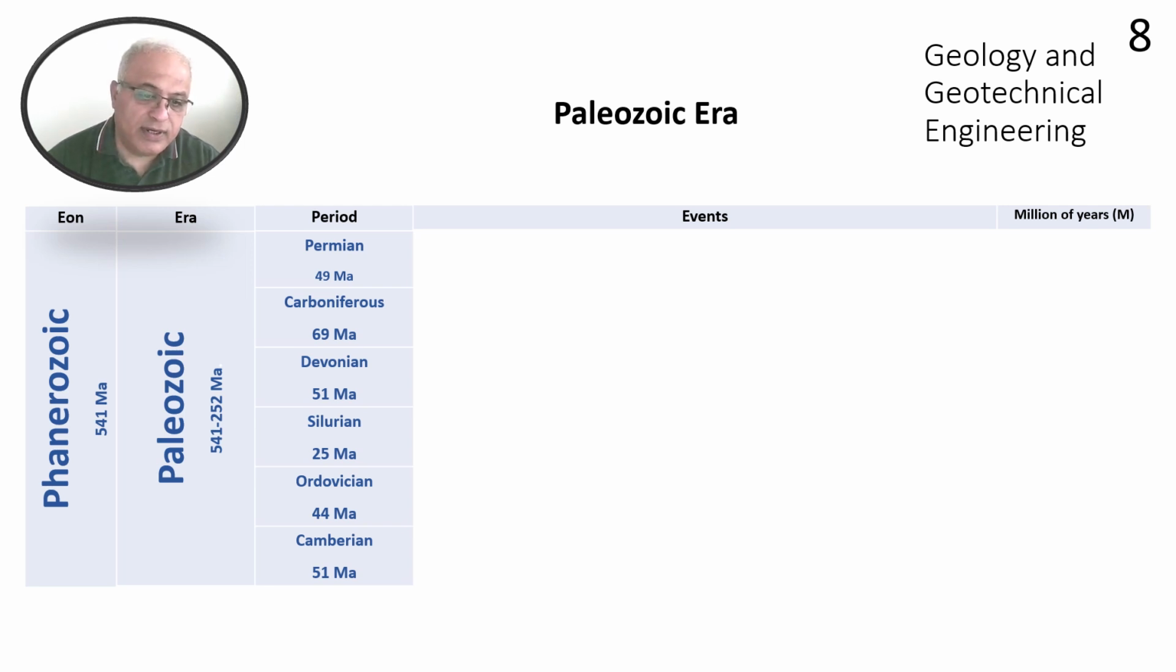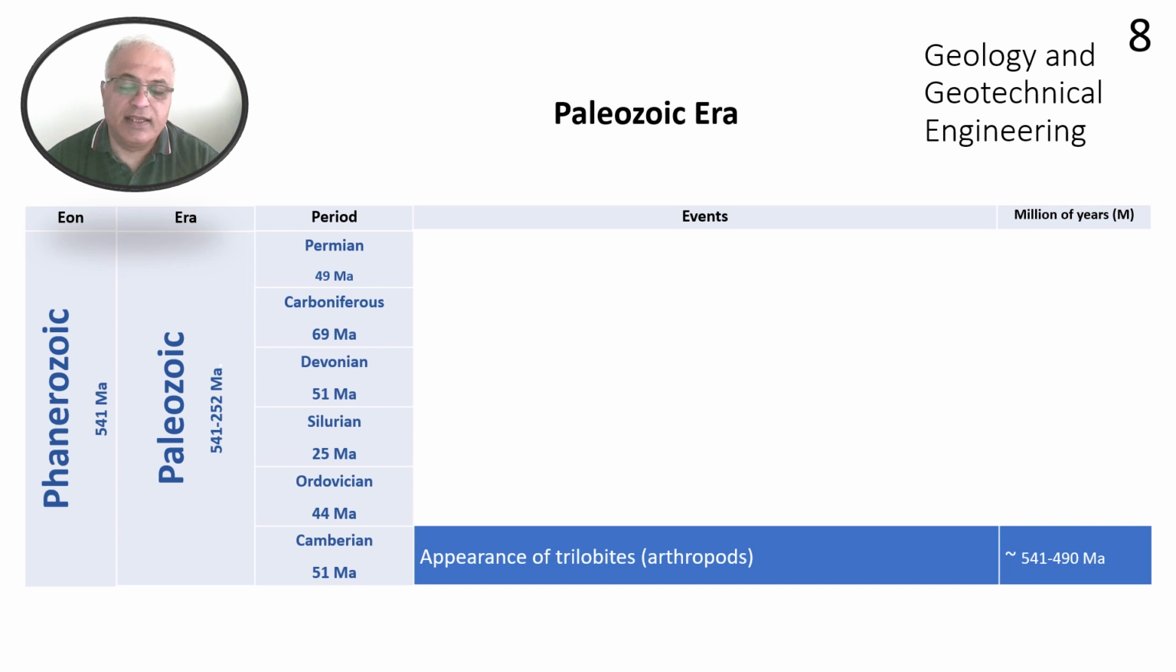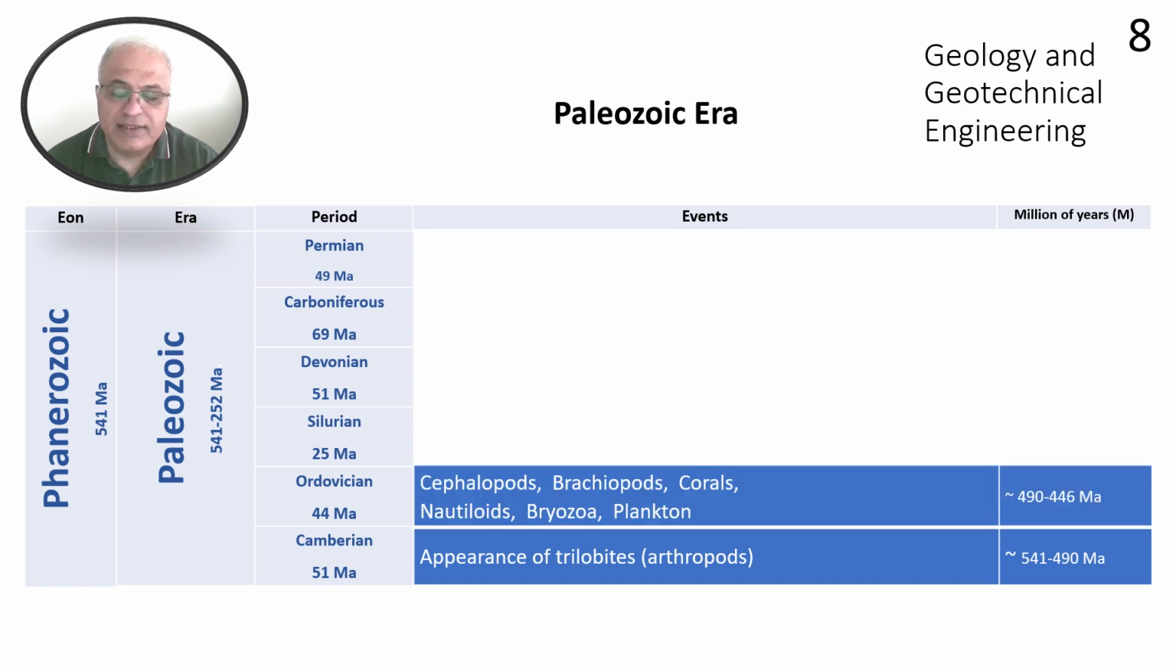Starting from the Cambrian, which spanned around 51 million years, the major event in the Cambrian is the domination of multicellular organisms, especially the trilobites. In the Ordovician, multicellular organisms dominated the oceans of the Earth, for example cephalopods, brachiopods, corals, nautiloids, and also bryozoa and plankton organisms.